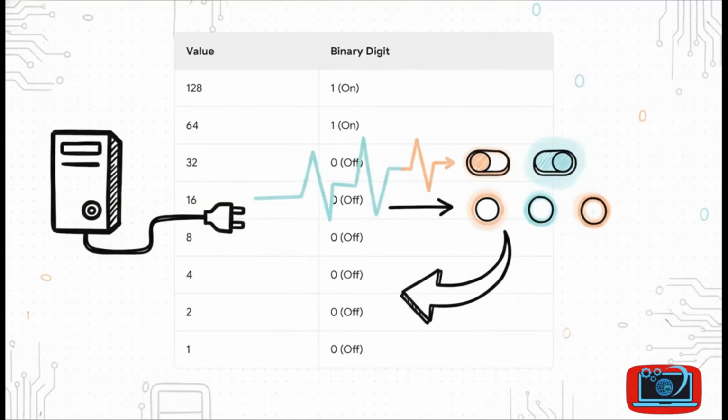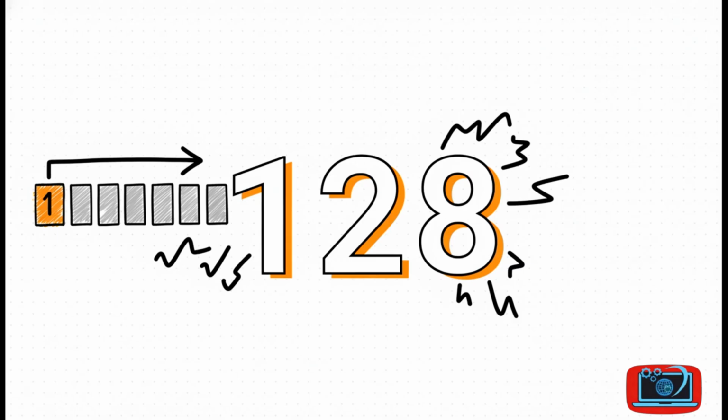All right, let's say a computer gets a series of little electrical pulses that, in binary, look like this: 11000000. All this really means is that the first 2 switches in our row of 8 are flipped on, and the other 6 are off. So how do we translate this back into a number that we humans can understand? Well, it's actually just simple addition.